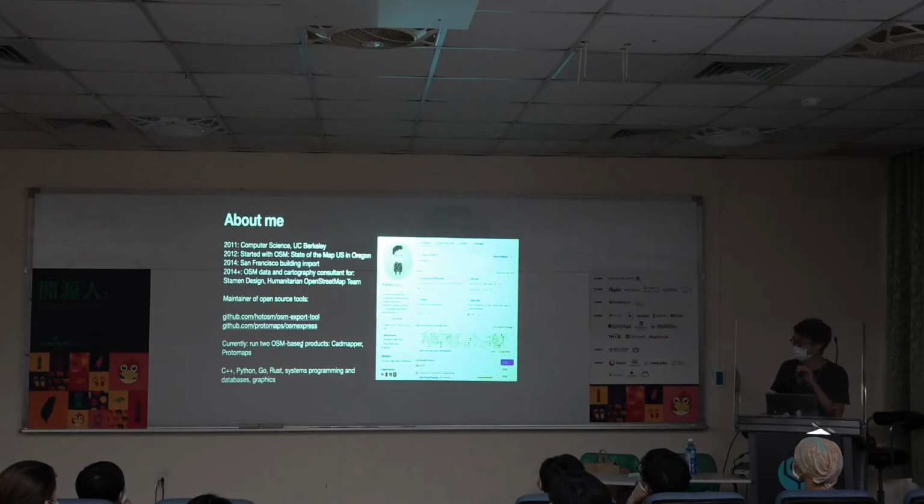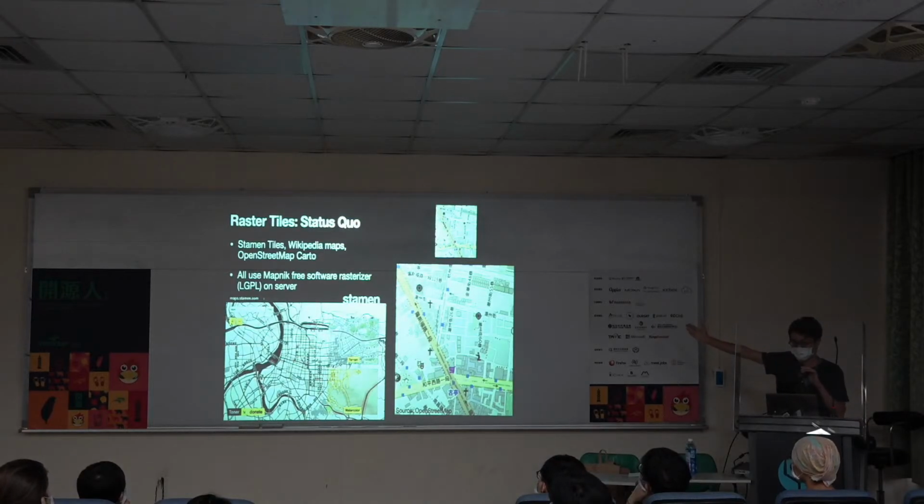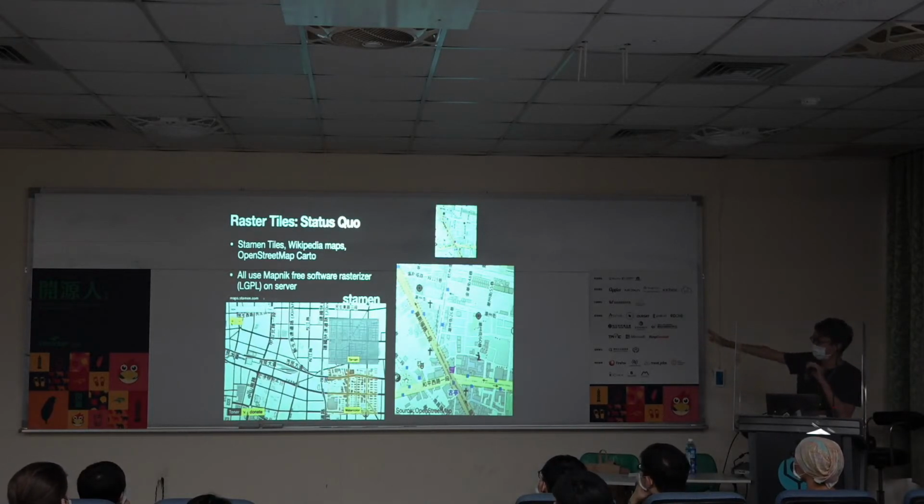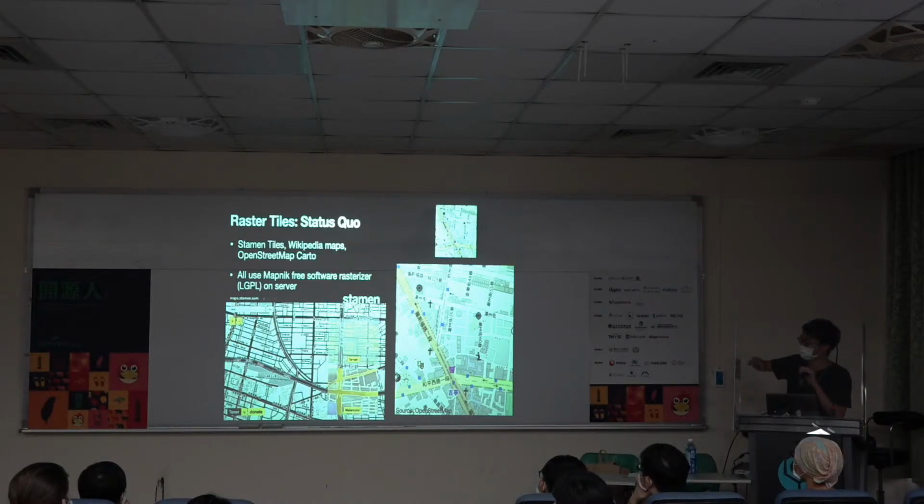And we're going to talk about first raster tiles. We've heard a bit about those today, such as the ones online by Stinin, Wikipedia maps, and the main OSM style, which is called OSM Carto. These are all raster-based, so they have an image at a fixed size that cannot be rescaled losslessly. So if you zoom in real quickly, it'll get blurry because it's just like a PNG or JPEG image. And these all happen to use the Mapnik free software rasterizer to generate the images on the server.